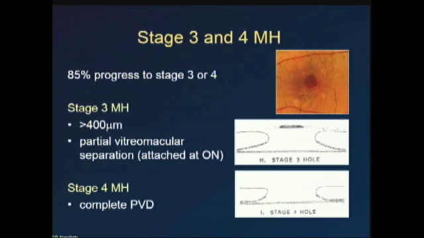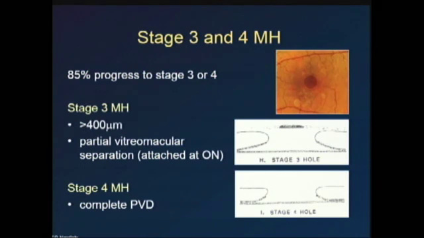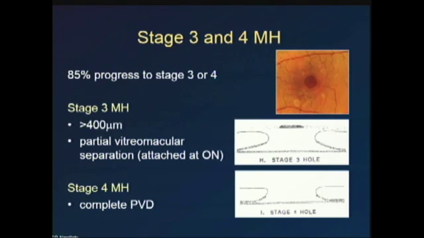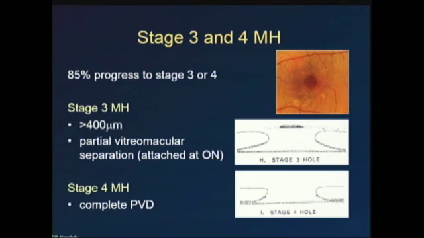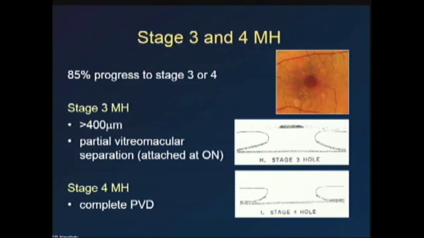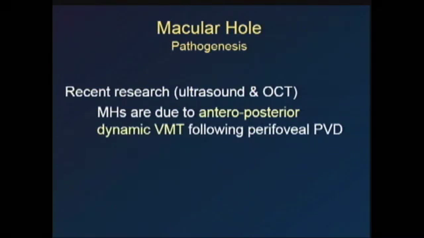As the traction continues, you would get bigger holes. At this point, we call them a stage 3 hole. And a stage 3 hole is basically a full thickness hole in which the prefoveal cortex is still kind of sitting in front of it, but you now see the hole very clearly. And a stage 4 hole is when the prefoveal cortex is completely separated, and you have a separation of the vitreous from the optic nerve. Now, this is the theory of Gass.